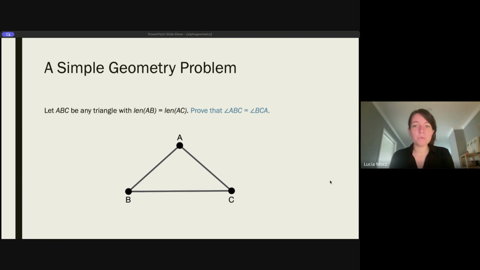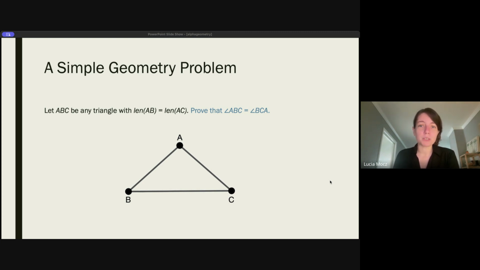So I'll pause for a moment and let you think about this problem. But the first thing to notice is that it's quite a general problem. ABC is any triangle. It's not concrete. It doesn't give you anything about the specific coordinates or the specific side lengths.